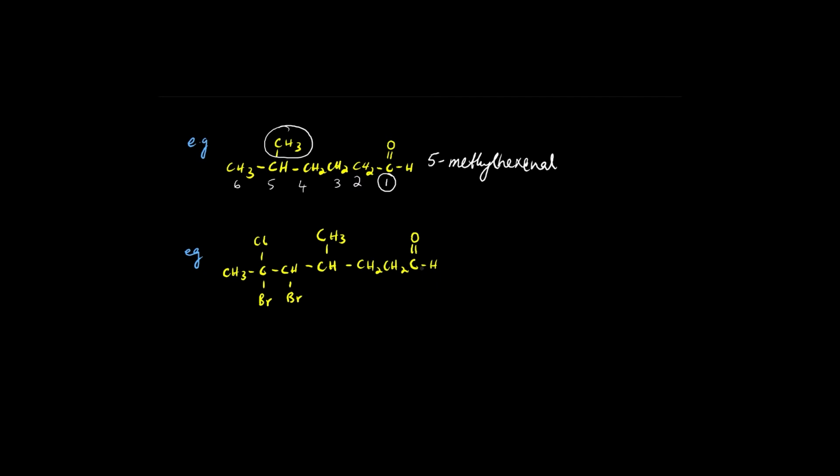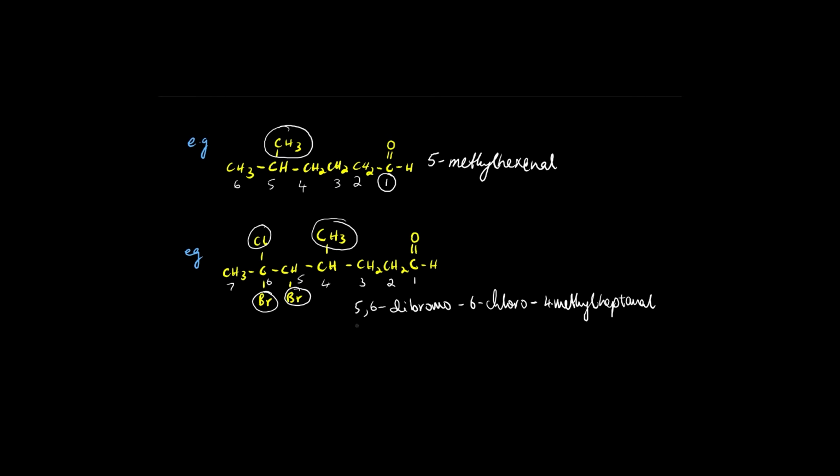Okay, so now let's do the next example. Again we would number from the right because that would be the smallest number to the C double bond OH. Now let's look at the substituents. We have a chlorine substituent, a methyl substituent, and 2 bromine substituents. Now we would name this compound by starting off with the bromines. 5,6-dibromo-6-chloro-4-methylheptanal. Now why 5,6 dibromo?